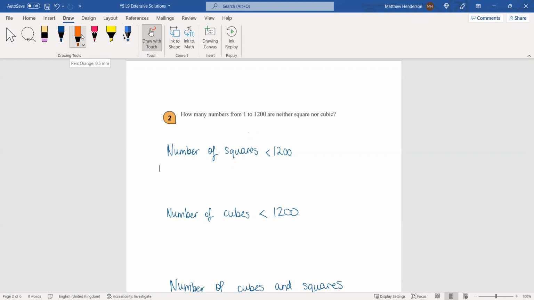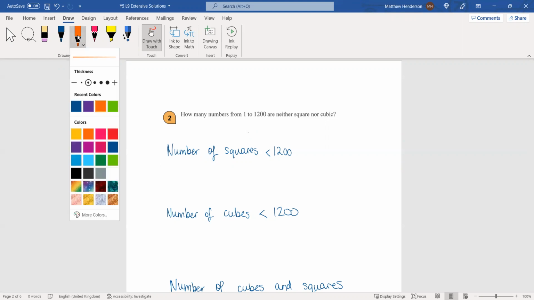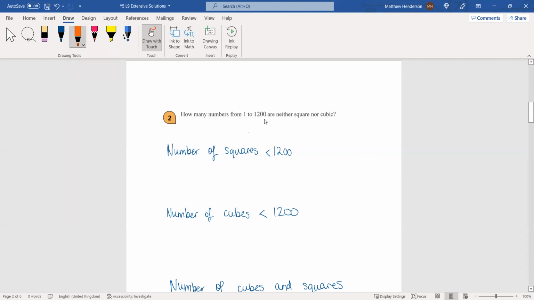I want to estimate how many squares are less than 1,200. To do this, I'm going to look for the biggest square number that is less than 1,200. I know that this number is going to be somewhere in between 30 squared, which is 900, and 40 squared, which is 1,600. So I've estimated the tens to see that it's somewhere between 30 and 40 square numbers. I can also see that 1,200 is a little bit before the middle of these two markers, the 30 and 40 squared.